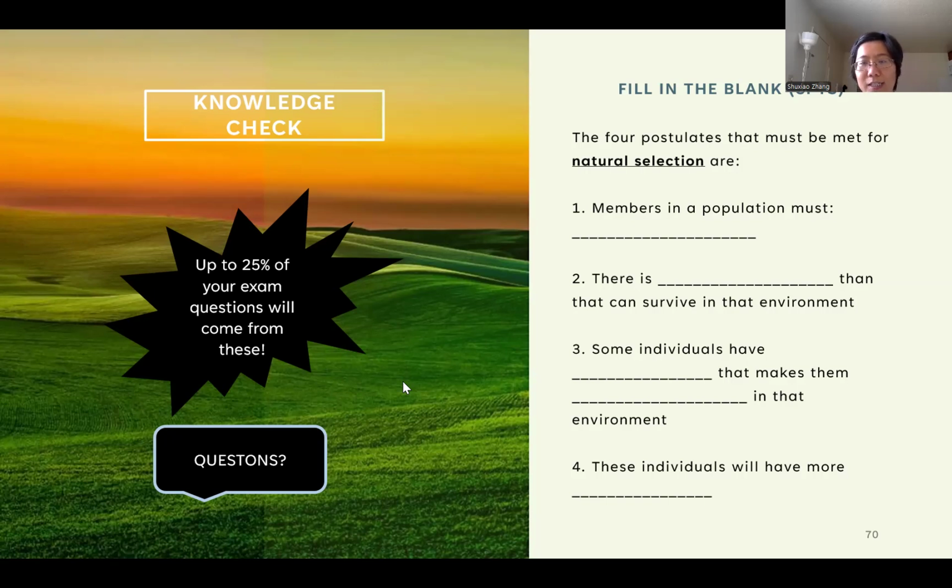Number 3 is some individuals must have heritable traits that make them more fit or able to survive better in that environment. And number 4 is that these individuals will have more offspring that carry that trait. You can just say more offspring. Again, if you have questions about any of these, make sure you ask, all right?